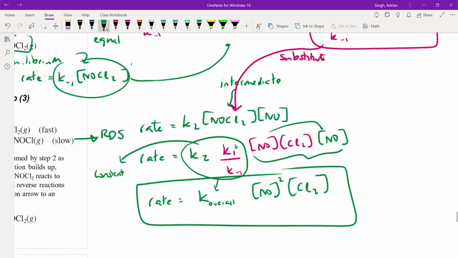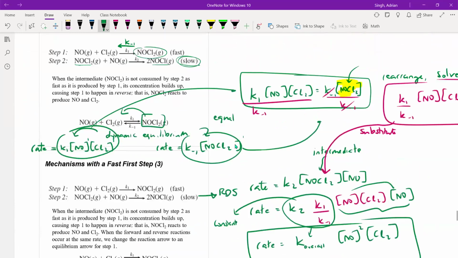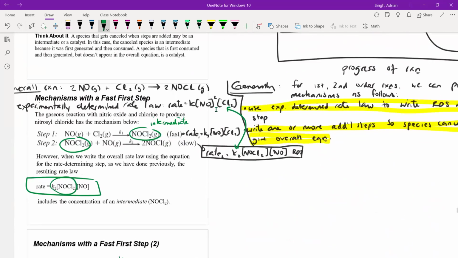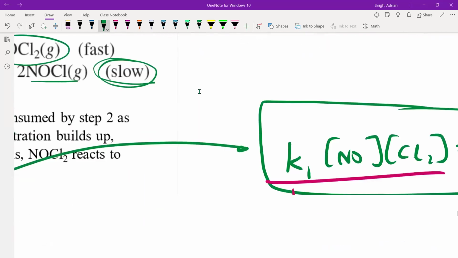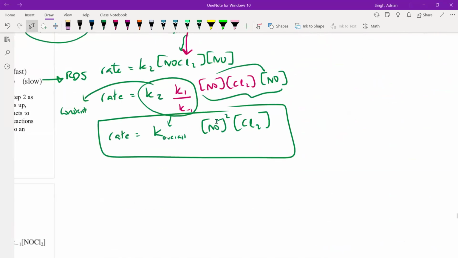Guess what I end up with? I end up with a rate law expression that now matches the experimentally determined rate law expression up here. We have a rate equals K NO squared divided by Cl2. What I came up with down here is rate equals K NO squared times Cl2, right?